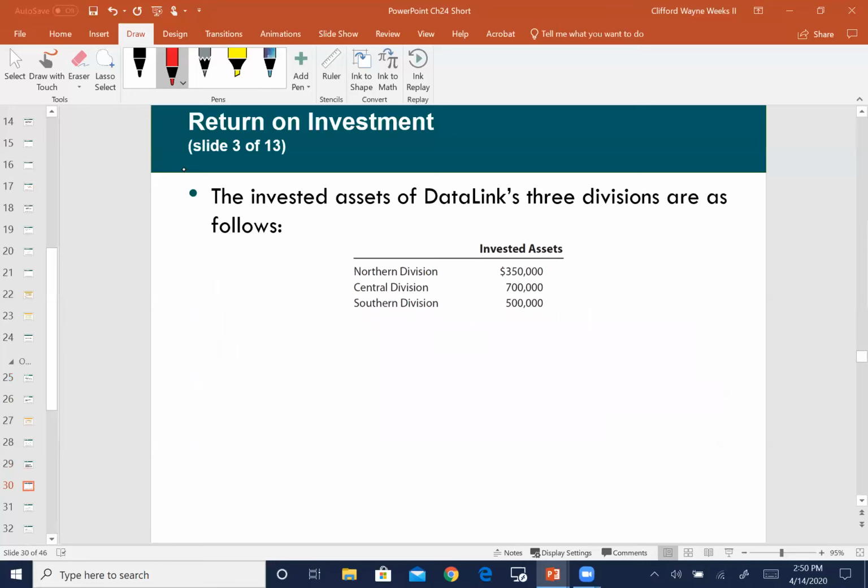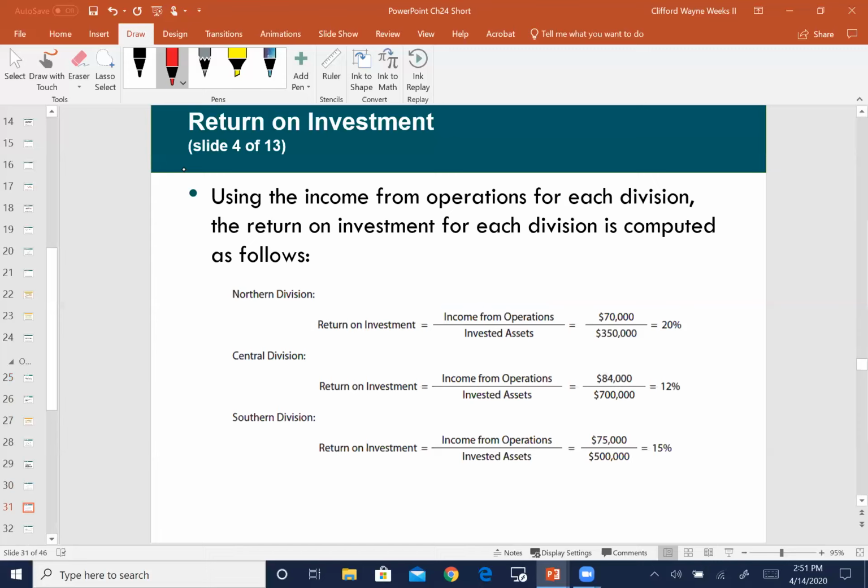And so here are the assets. If you remember, it was the central division that looked really good. The problem is they have double the assets in that division than they did in the northern division. And so if we look at the return on investment, you can see that a 20% return is way better than a 12% return.